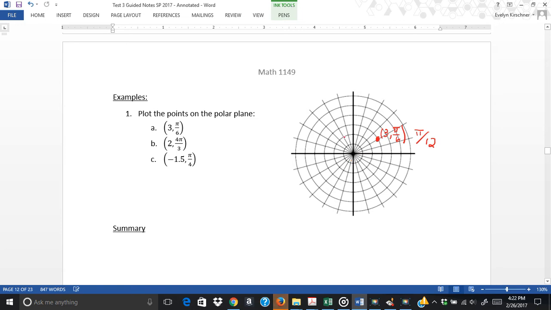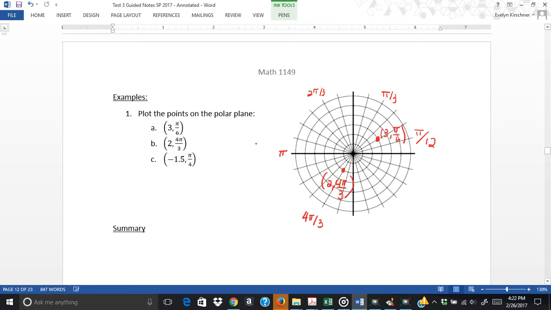The next one I want is 2, 4 pi over 3. Well, pi over 3 is 1, 2, 3, 4 of them, right? So this will be pi over 3. This will be 2 pi over 3, 3 pi over 3 or pi, and then I have 4 pi over 3. So I'm going to go to 4 pi over 3, and I'm going to count out 1, 2. So that's 2, 4 pi over 3.